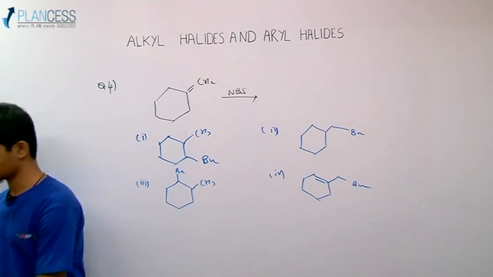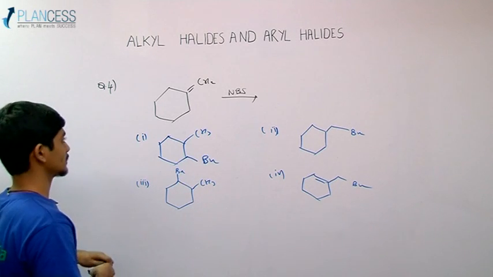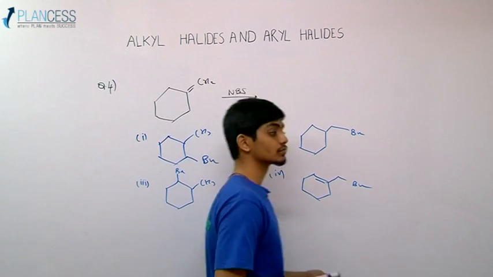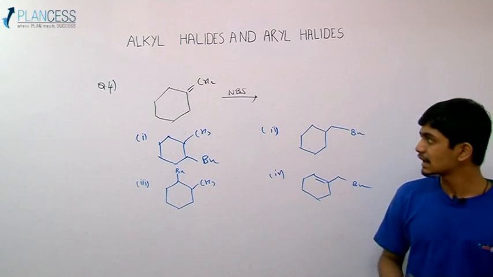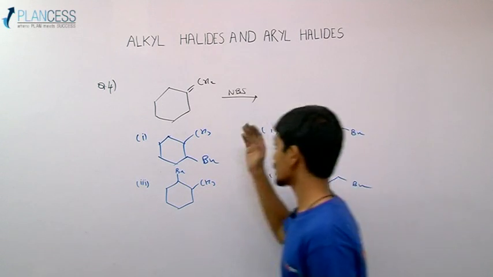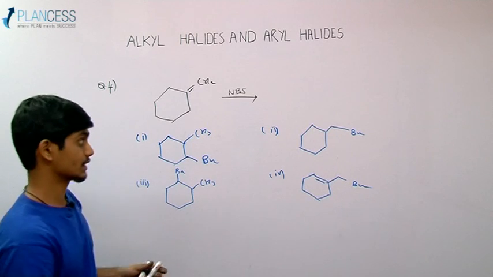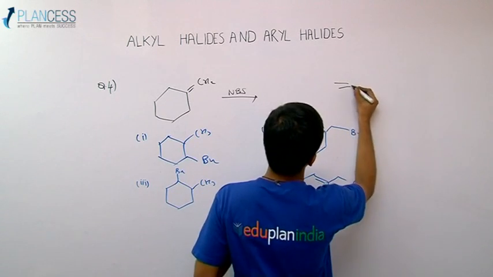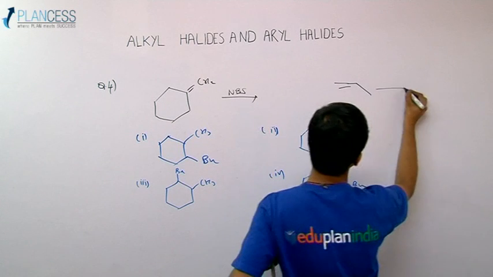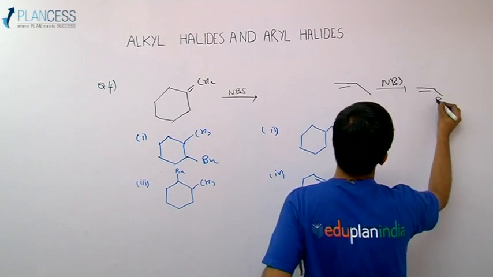So let us proceed with the logic. What is this reaction first of all? This reaction seems to be the property of alkenes to react with NBS. And here, do you know what the product is? The product will be an allylic halide. Yes, we know that when you react an alkene with NBS, the product is generally the allylic halide.